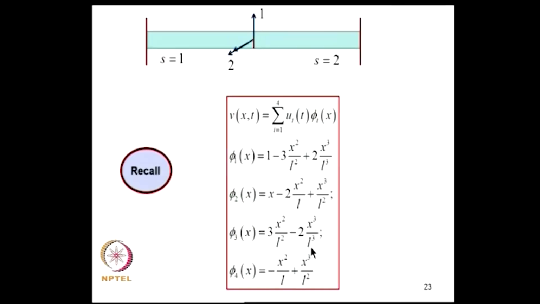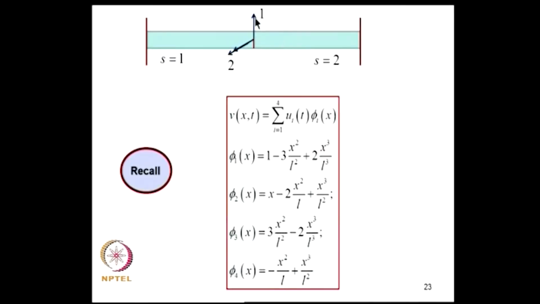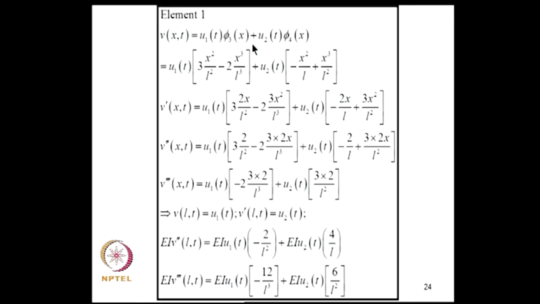Now for element 1, we see that these 2 degrees of freedom, that is our displacement and rotation here, are 0. So I get V of x comma t as u1 phi 3 plus u2 phi 4; u1 and u2, please remember, are these two. Now you can substitute for phi 3 and phi 4, and we can go ahead and find the slope dou v by dou x, this will be the expression.